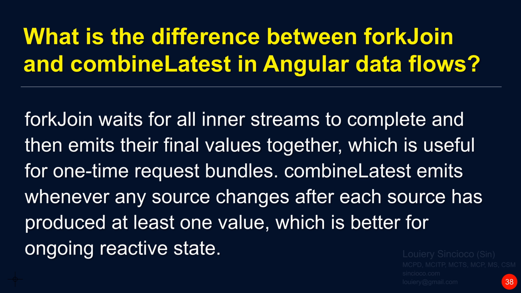What is the difference between forkJoin and combineLatest in Angular data flows? forkJoin waits for all inner streams to complete and then emits their final values together, which is useful for one-time request bundles. combineLatest emits whenever any source changes after each source has produced at least one value, which is better for ongoing reactive state.